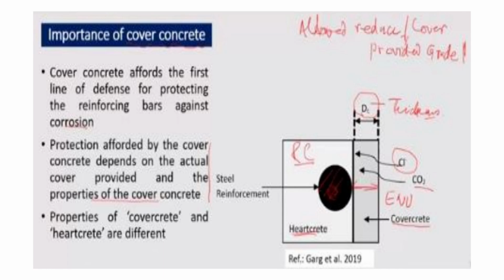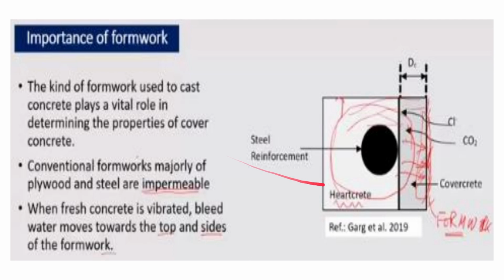Okay, so why it is different we will see. As you can see in this picture, the black circle represents the steel reinforcement, the white rectangle surrounding it is the hardgrid, and the gray square rectangle is the overgrid. And this is the thickness. It is intruded by chloride and carbon dioxide.